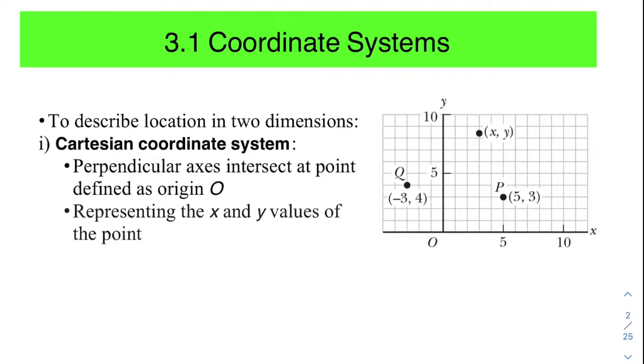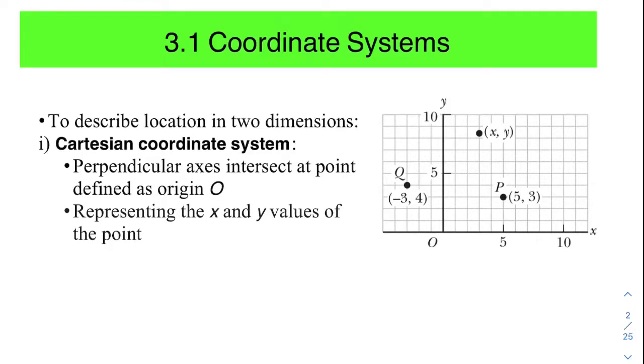Okay, so first we have the Cartesian coordinate system, where we read the information from the x-axis as well as the y-axis. These two axes intersect at one point, which we call the origin. So if you refer to this one, let's say point P, (5, 3). What does that mean? You still remember or not?